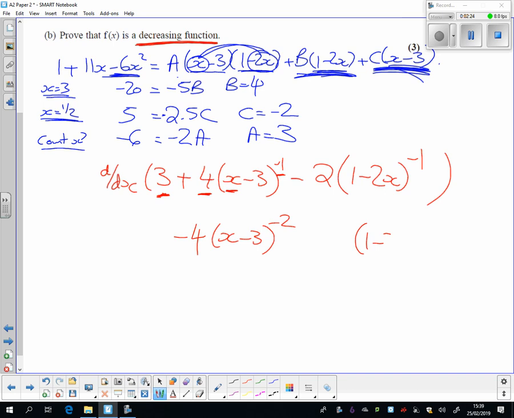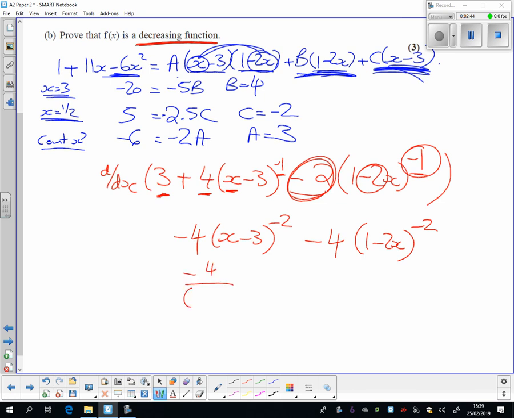Let's do the same here. So the bracket stays the same. The power goes down by 1. Now what's coming outside here? I've got to times the minus 2 by the minus 1 by the minus 2. So there's 3 minuses there actually, aren't there? So it's minus 4 here. So that's what it differentiates to.